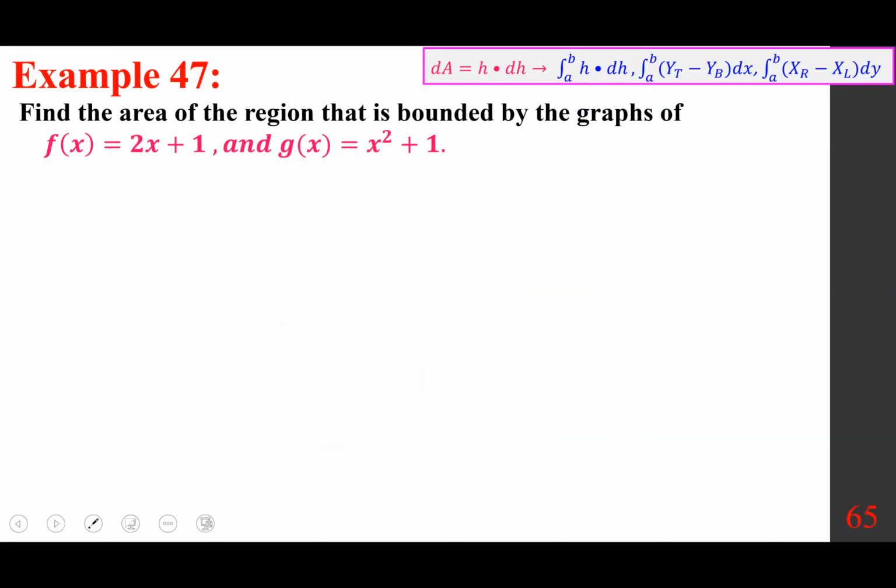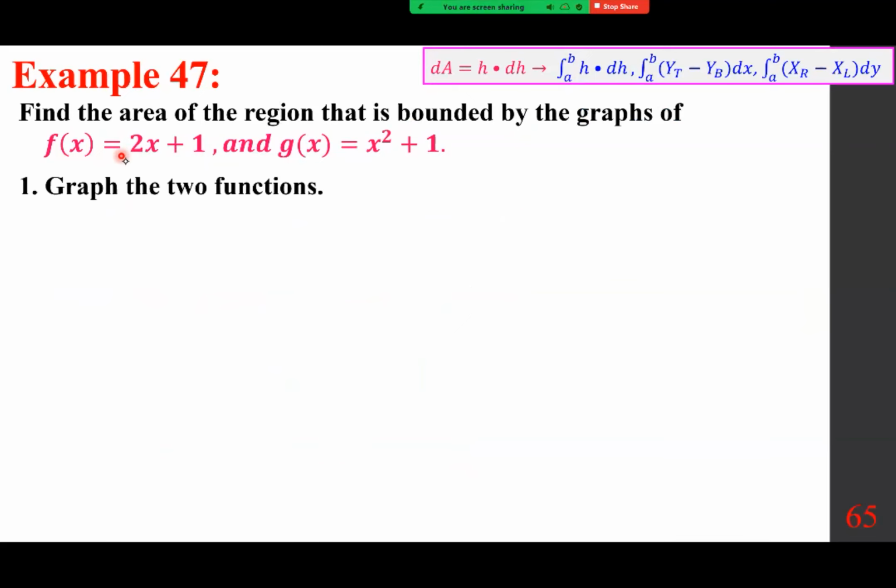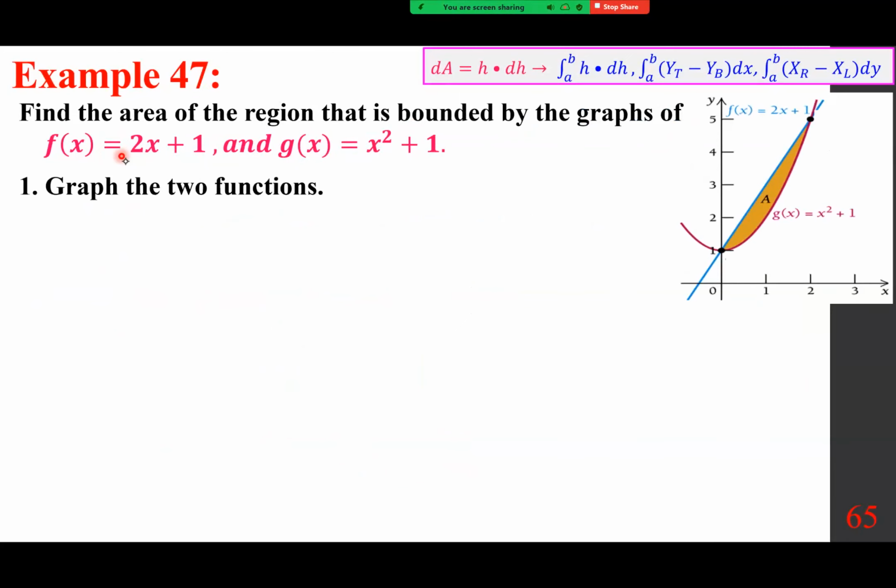All right, we want to find the area of the region that is bounded by these two graphs. This is obviously a parabola, y equals x squared, shifted up by 1 unit, and f of x equals 2x plus 1, or y equals 2x plus 1, is a line with a slope of 2. So we're going to graph the two functions. I'm assuming nobody has any problem with that.